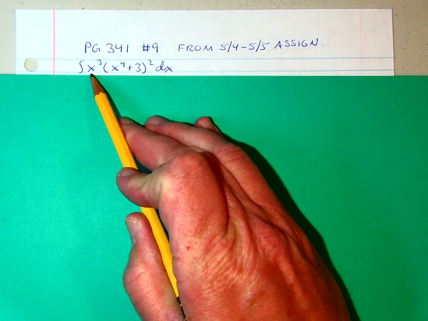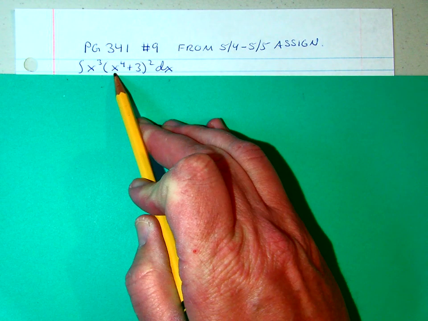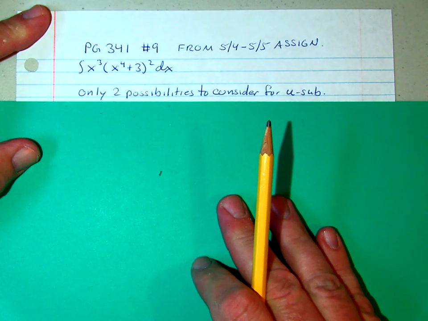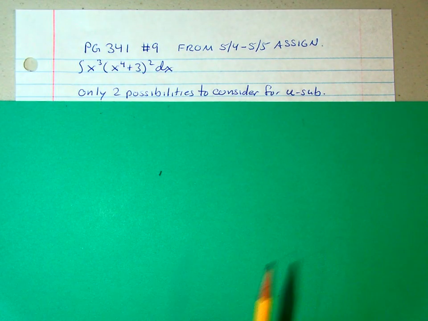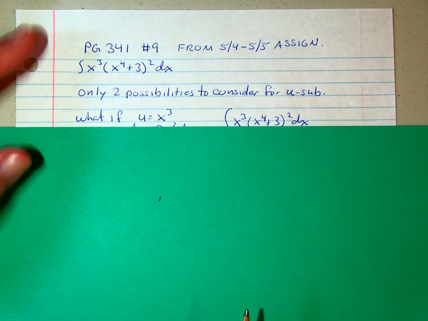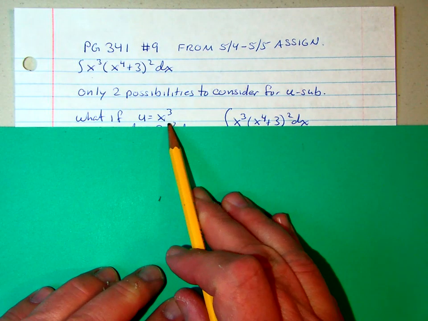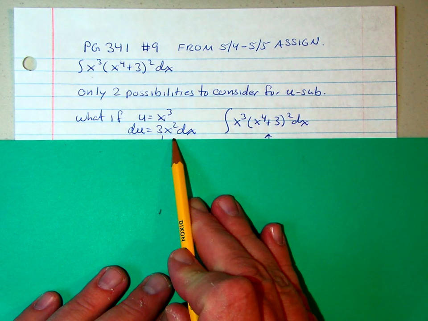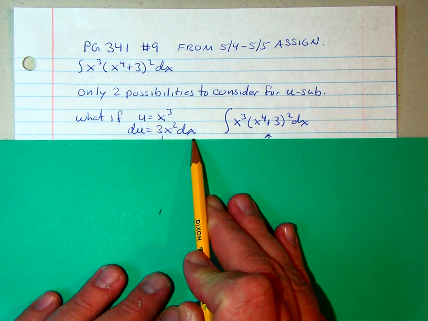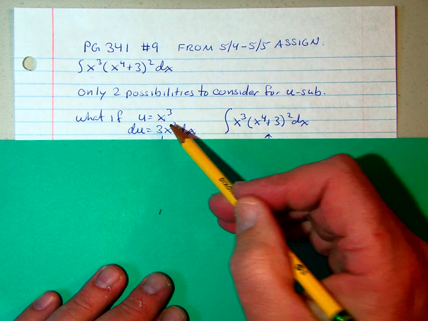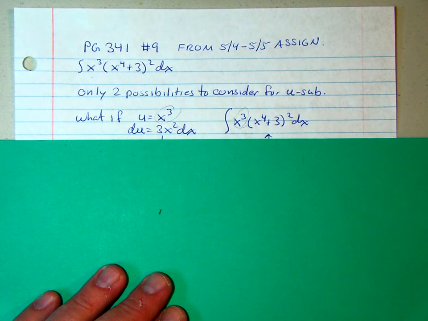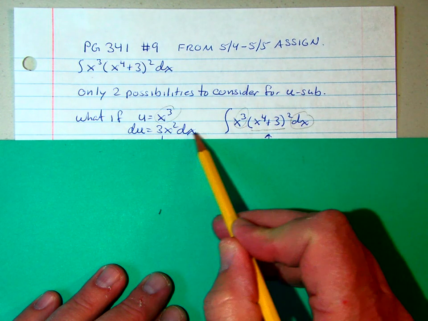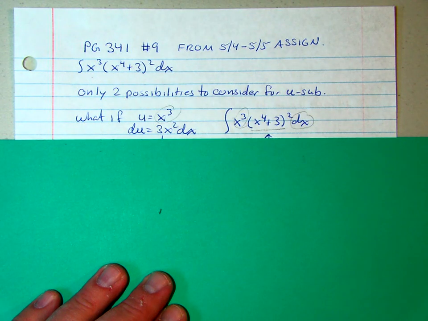U is either going to be the x to the third, or the u is going to be x to the fourth plus 3. So, only two possibilities to consider for u substitution. One of them would be, what if the u is the x to the third? Well, that makes du 3x squared dx. Now, if we try to do that substitution, this is a nice clean substitution. But that and this in combination with that isn't going to work.